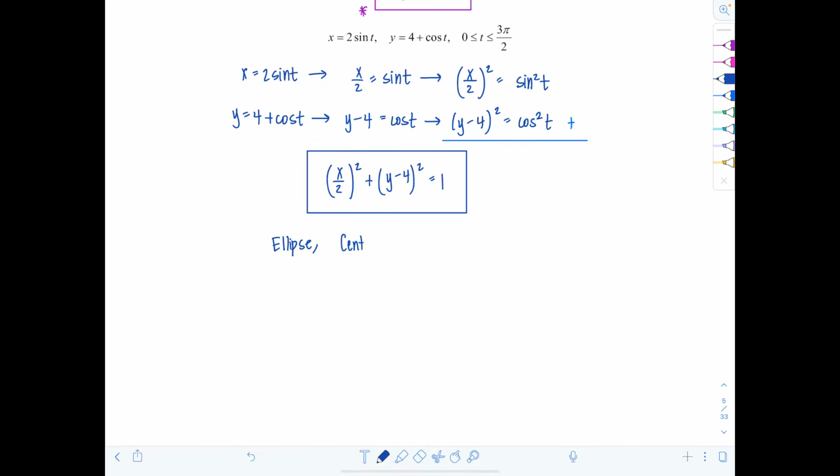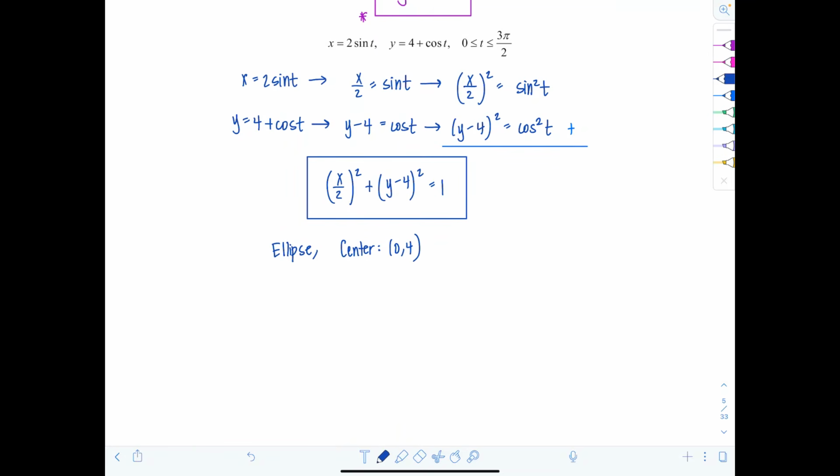All right, so this time we have another ellipse. Where's the center though? Good, it's at 0, 4. And I'll let you play around with it and figure out which portion of the ellipse is traced out and in what direction. So notice the limits for t are between 0 and 3 pi over 2.